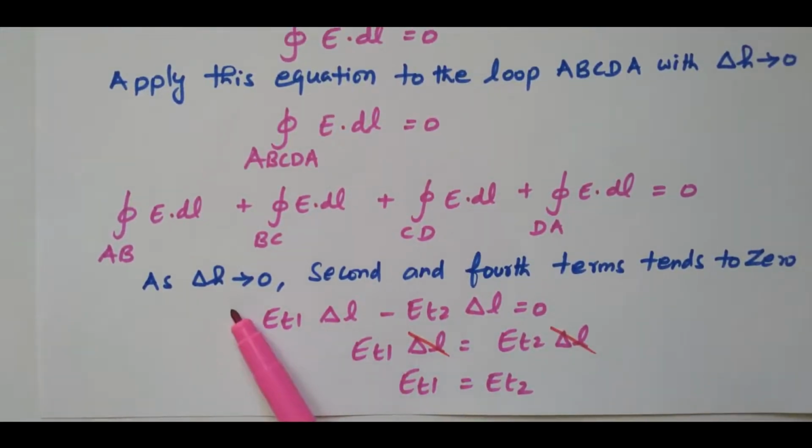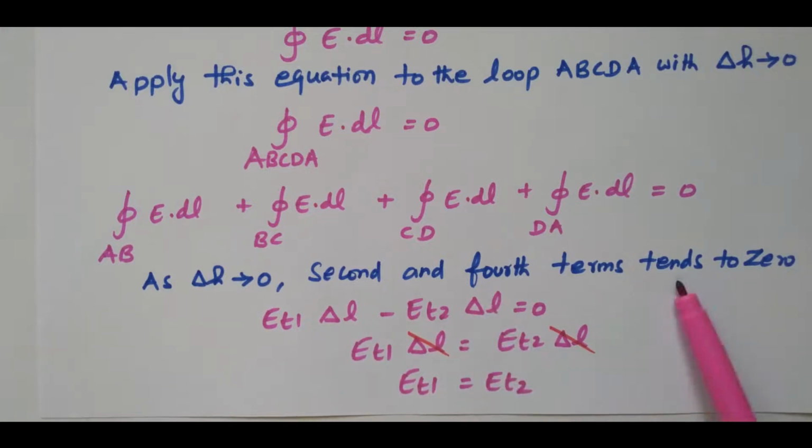As delta H is approaching 0, the second and fourth terms tend to 0. The first term AB is Et1 into delta L. Then the third term is minus Et2 into delta L, and that is equal to 0. So we bring this term to the right hand side: Et1 delta L equal to Et2 into delta L. This delta L gets cancelled. So Et1 equal to Et2. So the tangential component of electric field intensity in the first dielectric and the second dielectric are equal. Directly we got this relation.